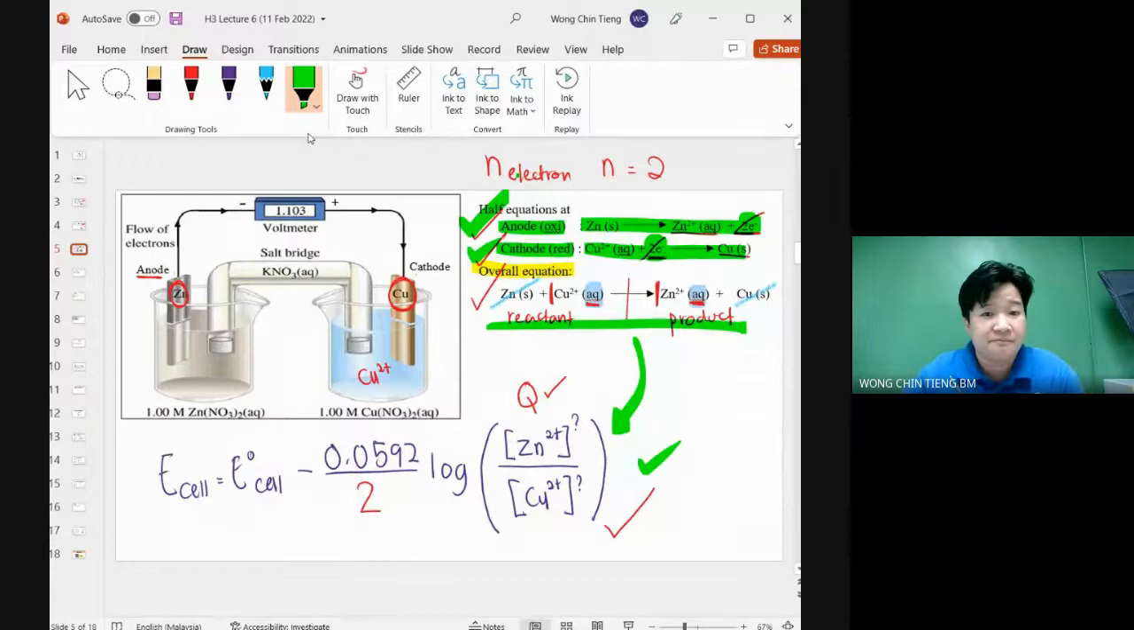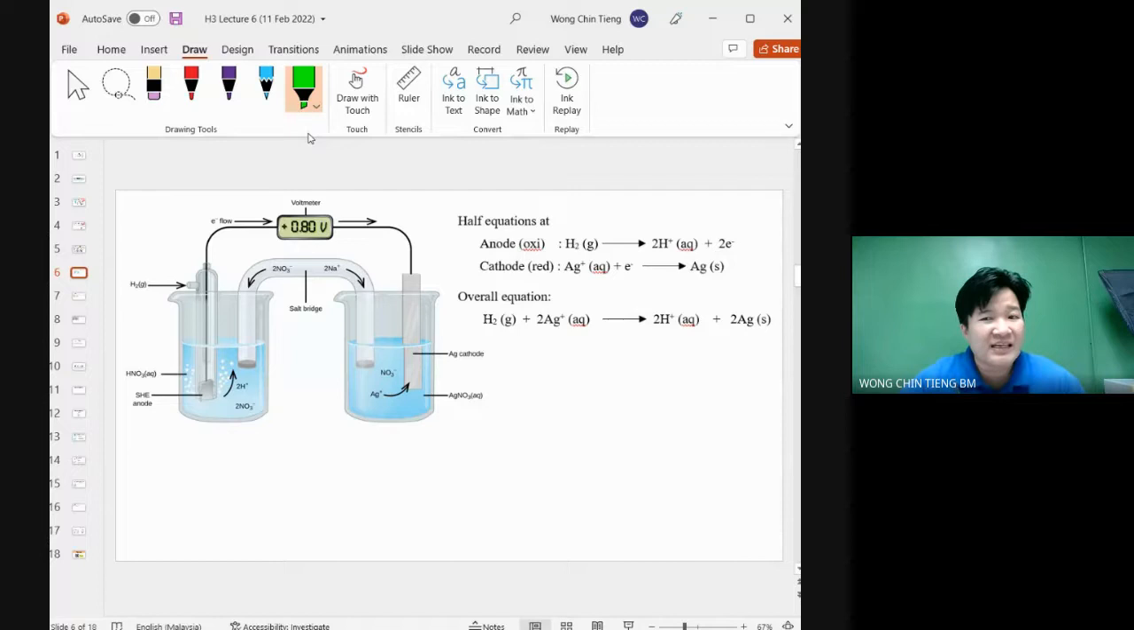Alright, let's move on to one more example, where we have gas. A quick question for you guys, I hope you can answer. By looking at the electron flow over here, who is your anode and who is your cathode on the left-hand side? Anode or cathode? Anyone? Anode. Thank you, Hazimah. And the other side will automatically be the cathode.